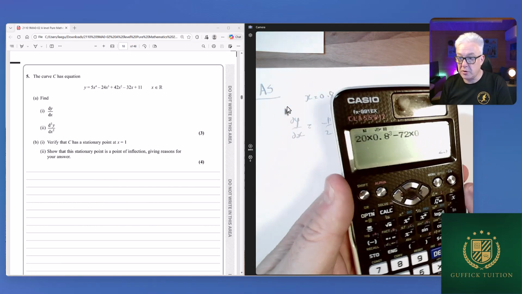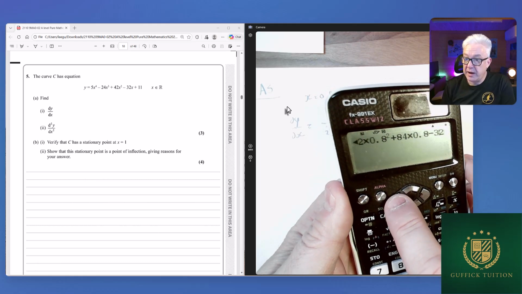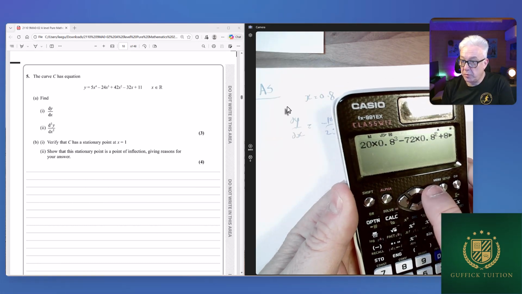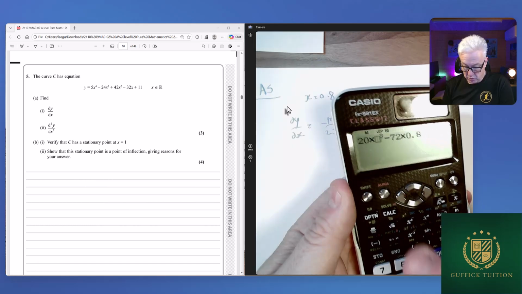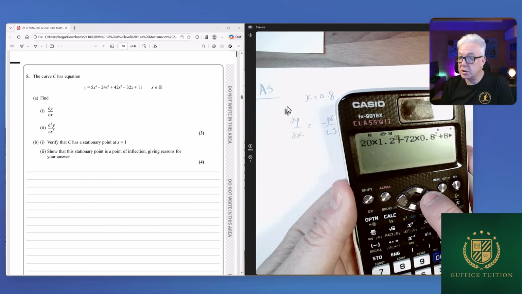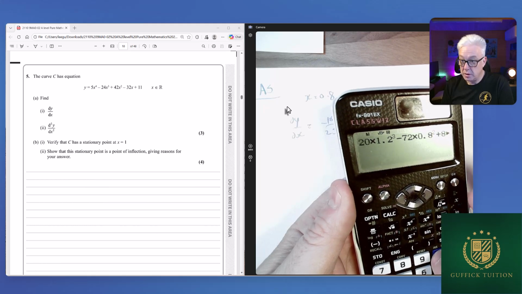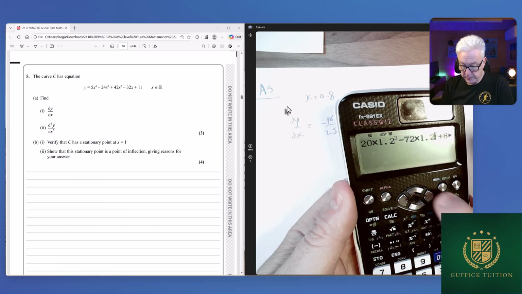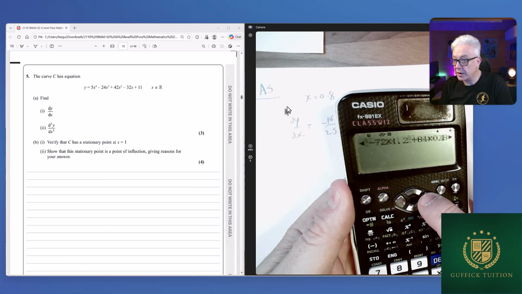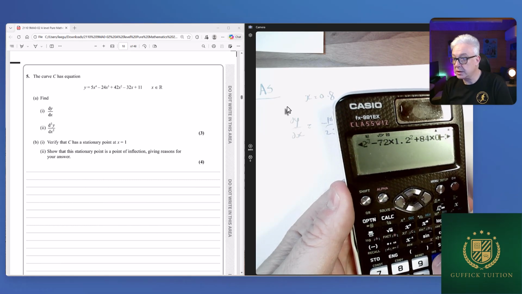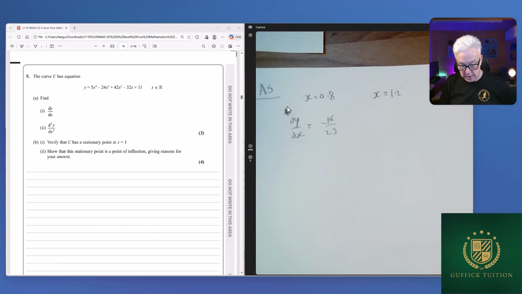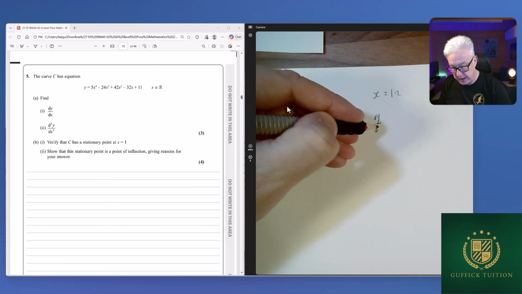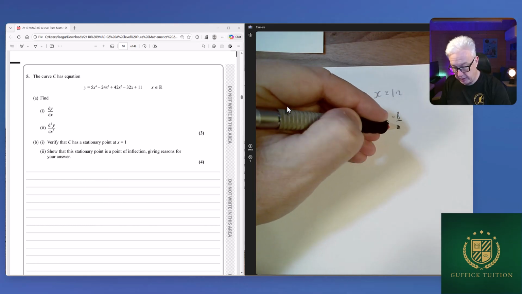I'm just going to keep all this programmed into my calculator, but everywhere there's a 0.8, I'm going to change it into a 1.2. So we change each one to 1.2 and press equals, and we're still negative. So our dy by dx at that point is minus 8 over 25.